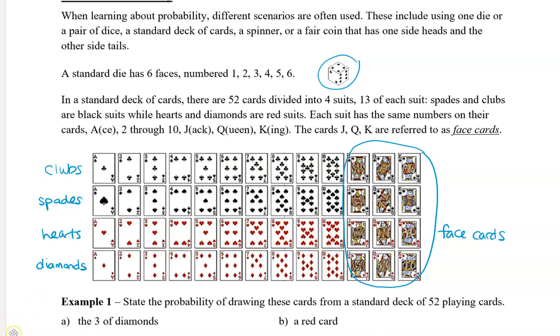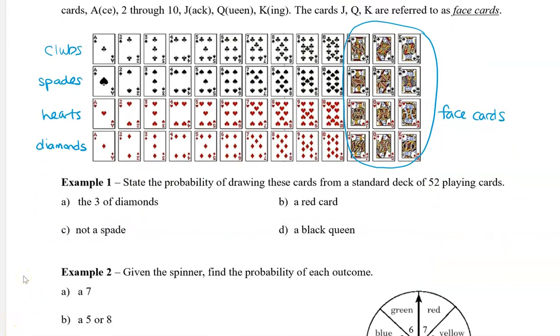So let's take a look at some examples. In this first one, we have state the probability of drawing these cards from a standard deck of 52 playing cards. The first one we want is the 3 of diamonds. There's actually only one 3 of diamonds, it's right here. So there's 1, and we know that there are 52 cards, so that would be 1 out of 52. All right, the next one is we want a red card. We know that there's 13 of each suit, so we can say that there's 26 out of 52 cards, or we also know that half of the cards are red, since the other half of the cards are black.